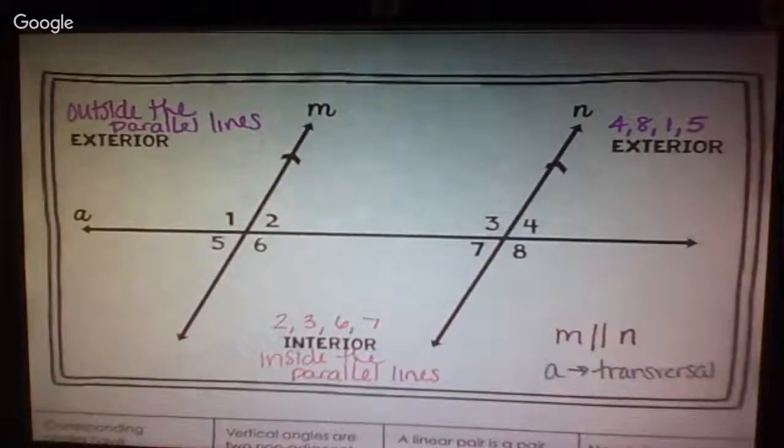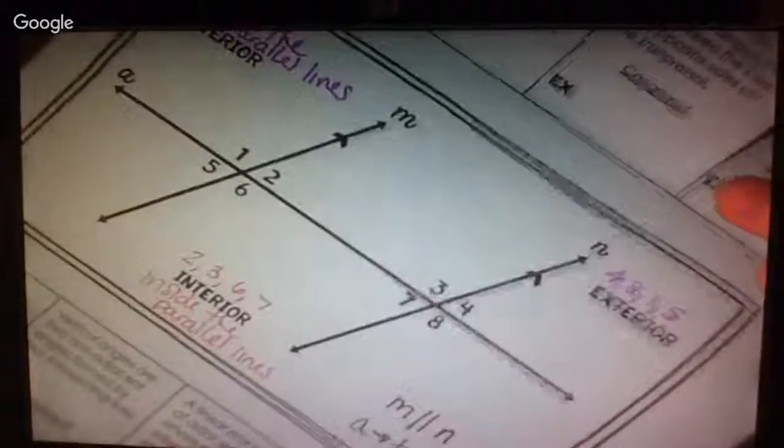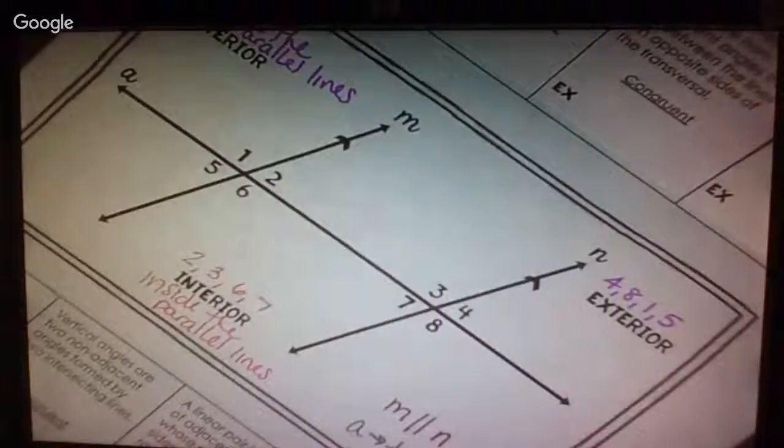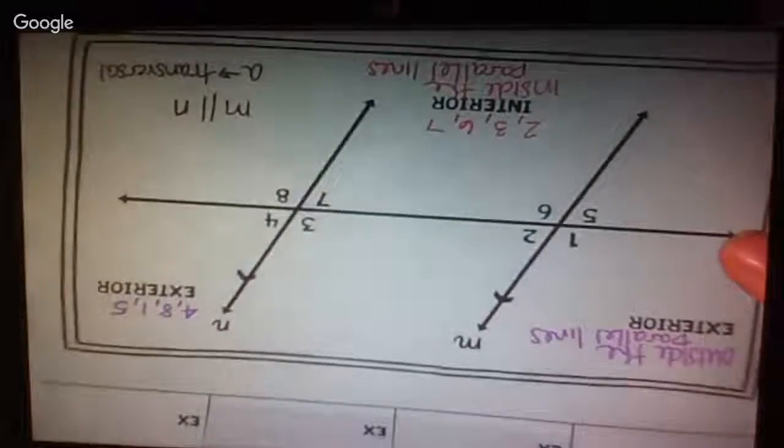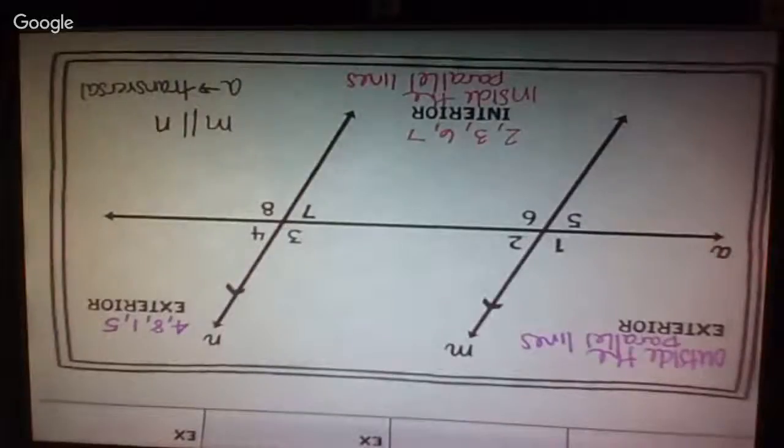So it doesn't matter how I turn my picture. If I turn my picture like this, M and N are still your parallel lines. A is still your transversal. I can flip it the whole way around like this. M and N are still your parallel lines, and A is still your transversal. So it doesn't matter how it's positioned. You need to identify your parallel lines and your transversal.